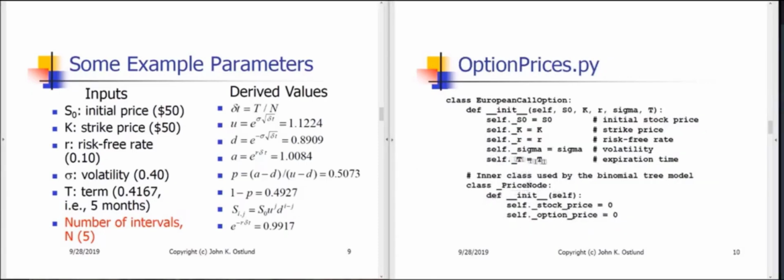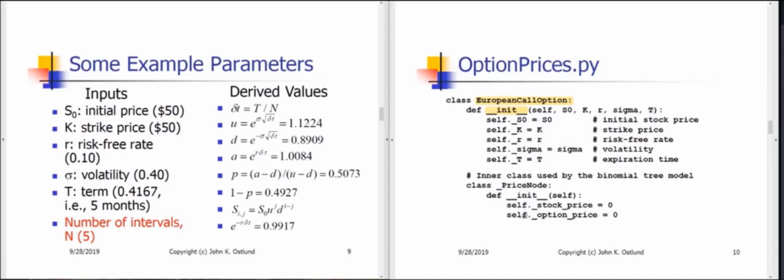All right, so on slide 10, we have the beginnings of coding for a European call option class. The attributes within the call option class have to be specified when the European call option object is created. And these are the current stock price, the strike price, the risk-free interest rate, the volatility of the stock, and the future expiration time of the option.